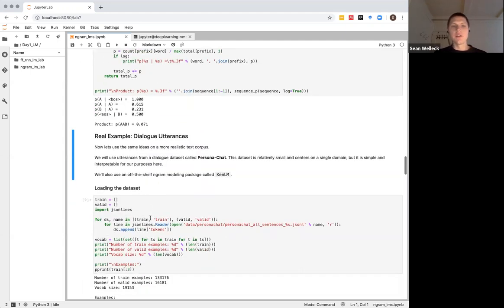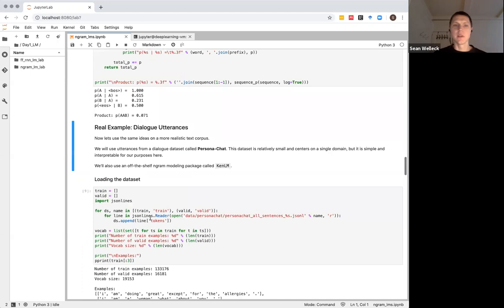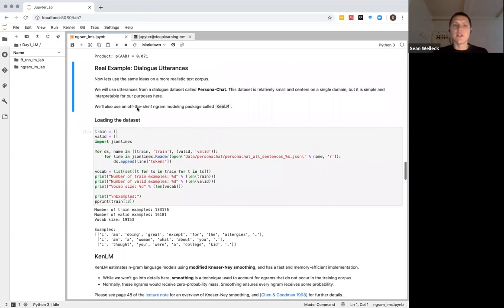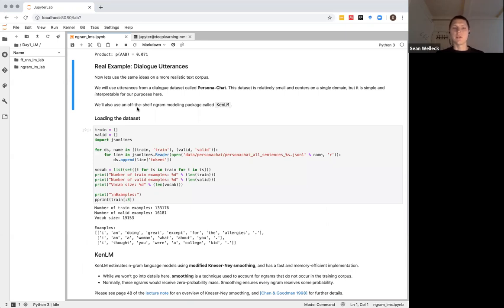So now we'll go to a more realistic or complicated example. It's still a relatively small data set though. And we'll use this data set which is derived from different dialogues, so different people conversing.